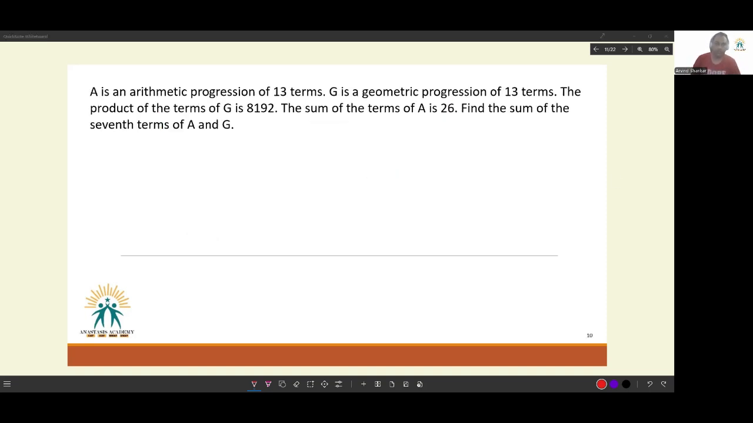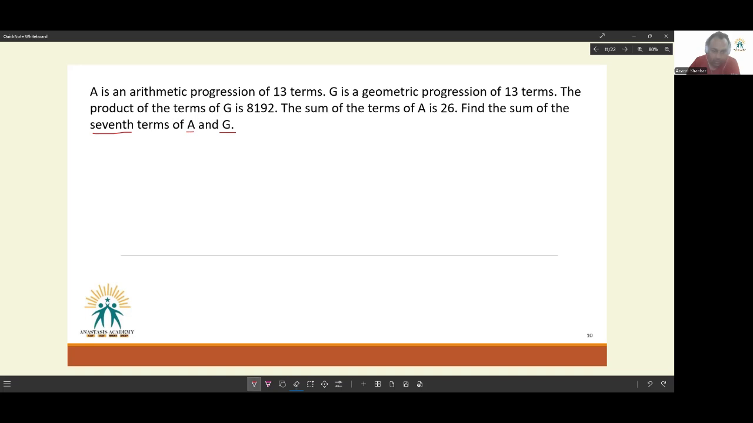Yeah. Next question. A is an arithmetic progression of 13 terms. G is a geometric progression of 13 terms. The product of terms of G is 8192. The product of terms of A is 20. The sum of terms of A is 26. Find the sum of the seventh terms of A and G. Absolutely wonderful.